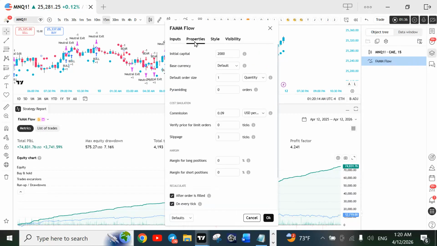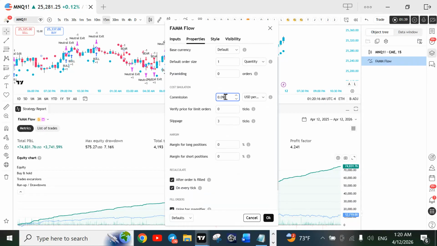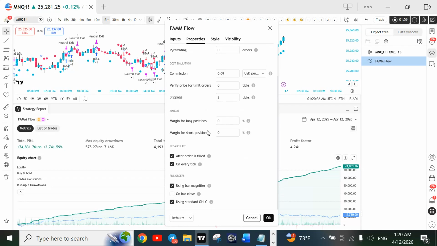And the rest of the properties, I had real commission. This doesn't matter when you're actually having it run, but in back testing, this makes a difference. So this is the real commission of MNQ, right? Slippage, I stress tested a bit, so that's going to be even better. And make sure these are on 0%. Like if you don't see any data here, usually it's because this is on 100% like this.